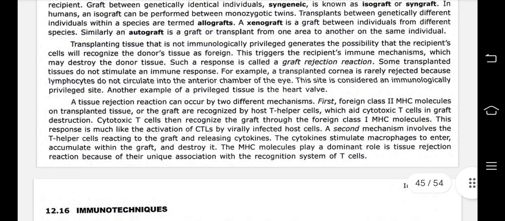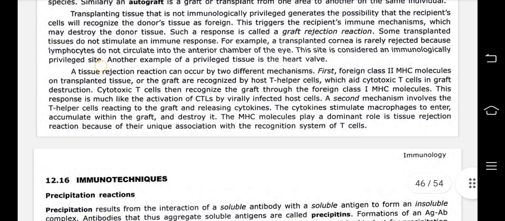So, transplanting tissue that is not immunologically privileged creates the possibility that the recipient will recognize the donor's tissue as foreign. This triggers the recipient's immune mechanism, which may destroy the donor's tissue. Such a response is called graft rejection reaction. Some transplanted tissues do not stimulate an immune response. For example, a transplanted cornea is rarely rejected because lymphocytes do not circulate into the anterior chamber of the eye. This site is considered an immunologically privileged site. Another example of a privileged tissue is the heart valve.